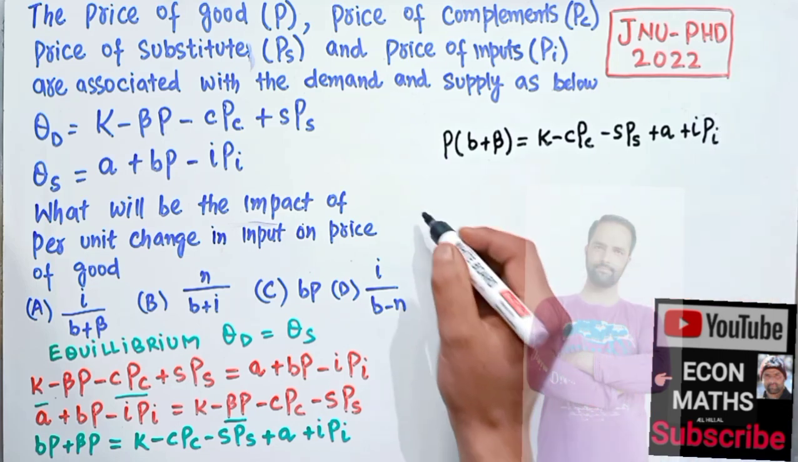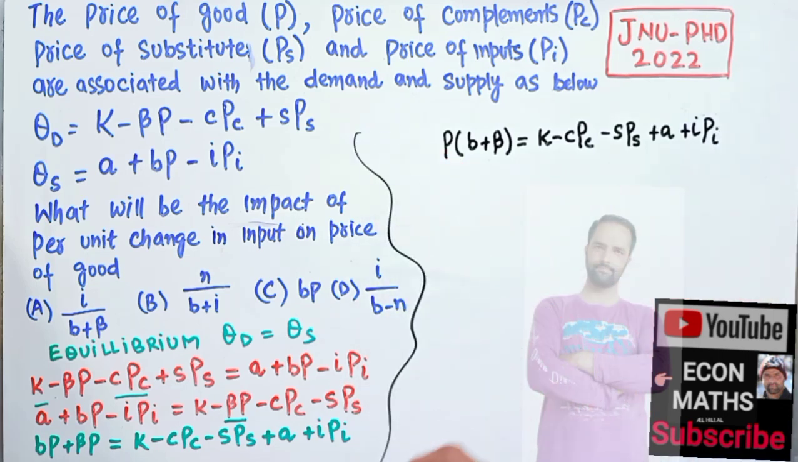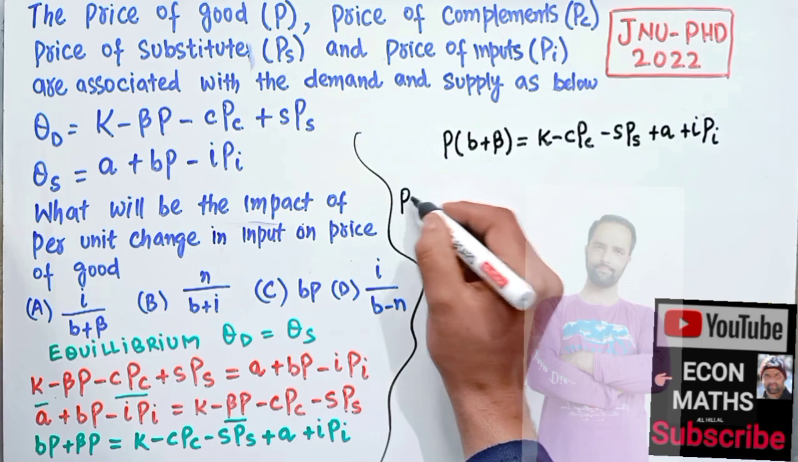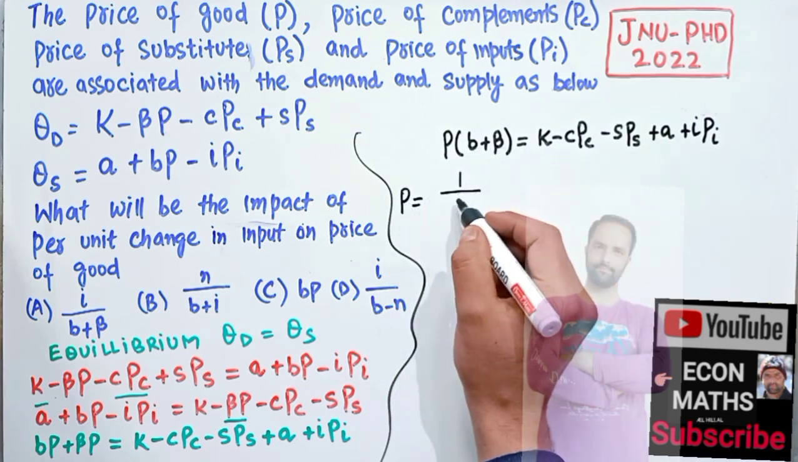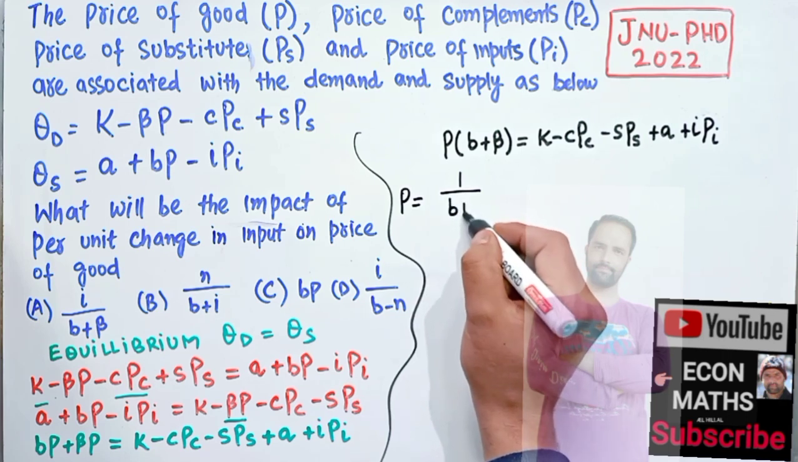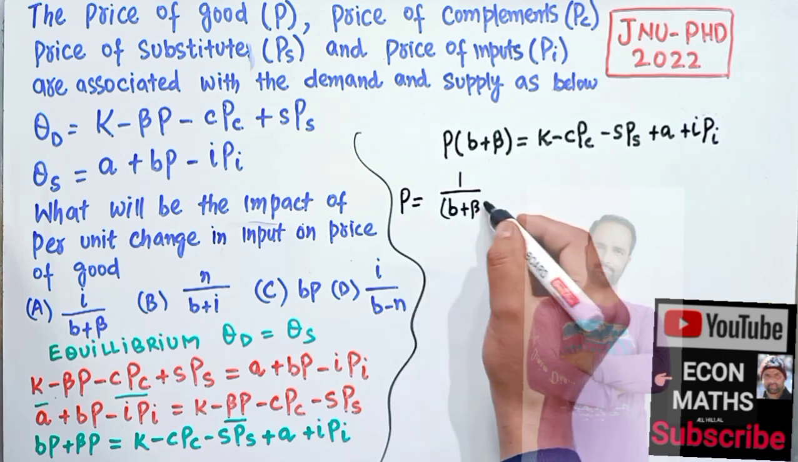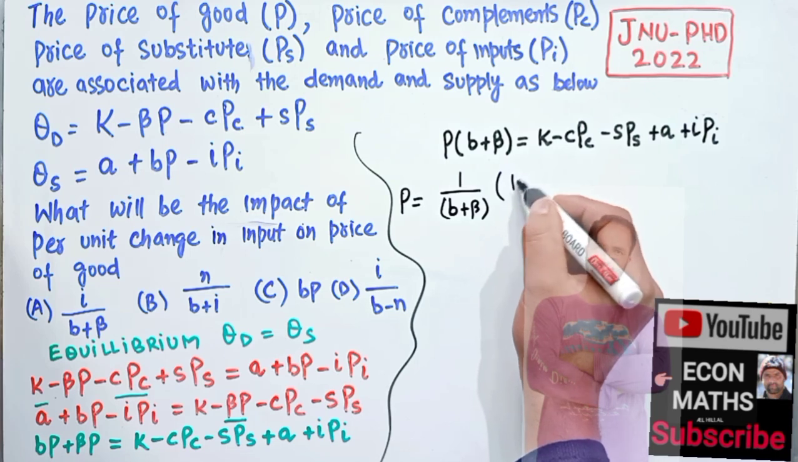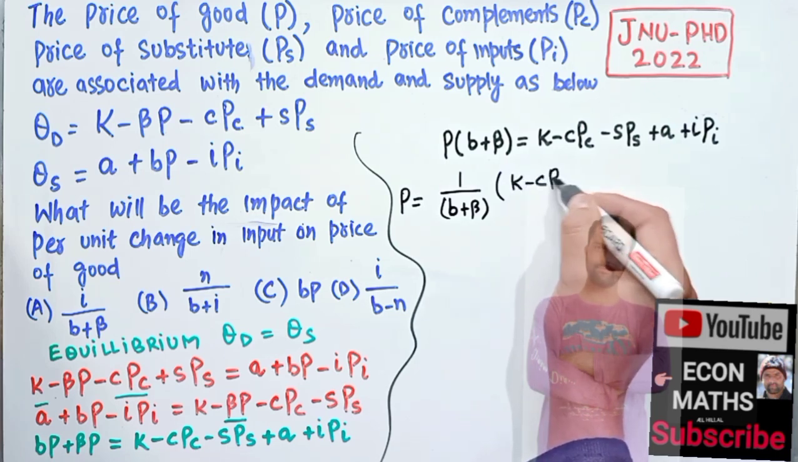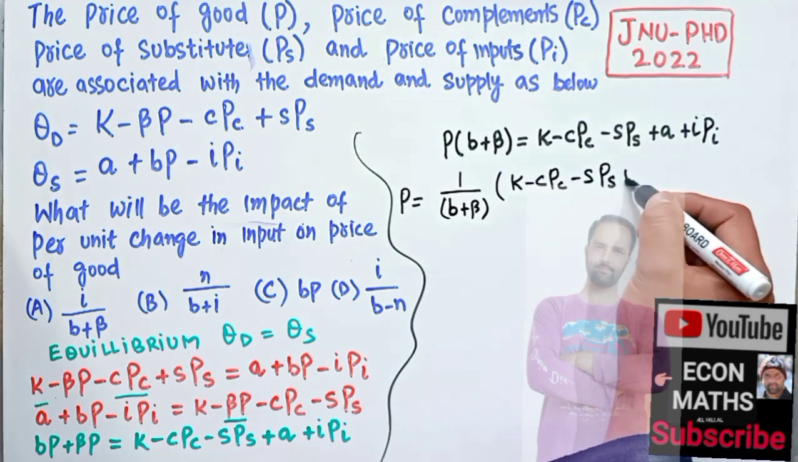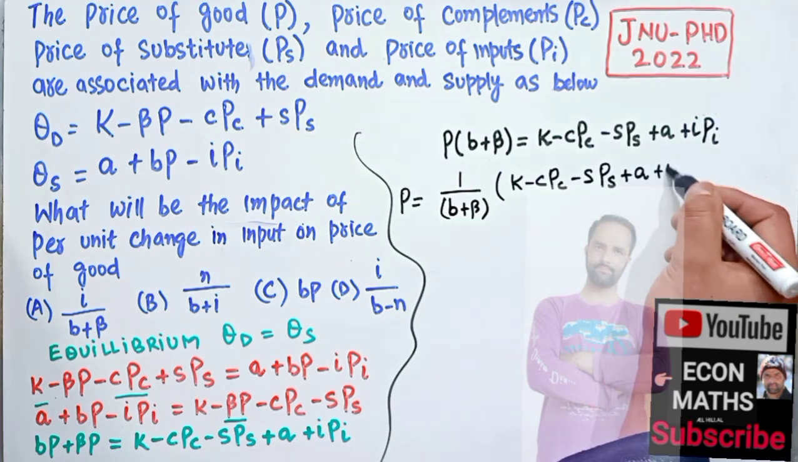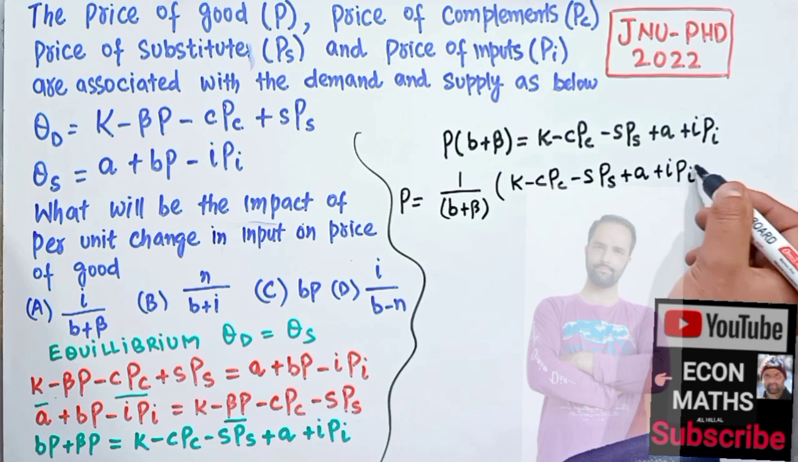IPI, or I can write P is equal to, if I transpose this, it will get divided, so it will become B plus beta times this whole K minus C, the price of complement, minus S times the price of substitute, plus A plus I times the price of input.